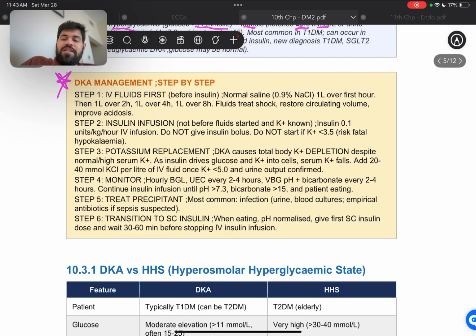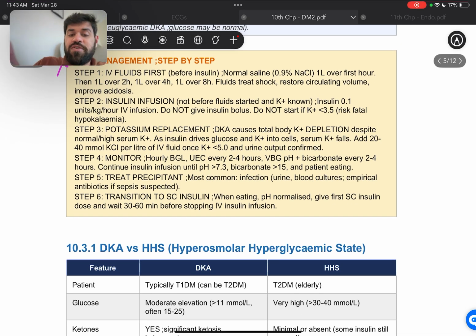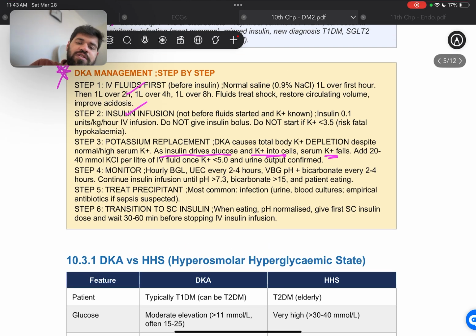Then we move on to potassium replacement. Because DKA causes a depletion of the total body potassium, we need to add more potassium, because insulin and glucose drive potassium into the cell. If the serum potassium falls, we add more potassium chloride, because we need to avoid hypokalemia in these patients to reduce the deterioration of their condition so that we can manage it. So first fluids, then insulin, then potassium, and insulin is not given if the potassium is lower than 3.5.